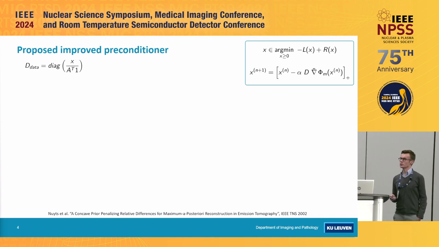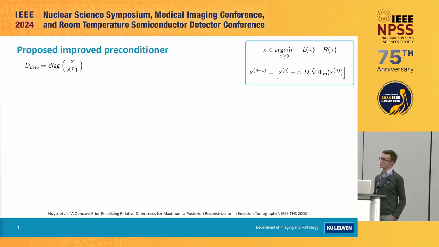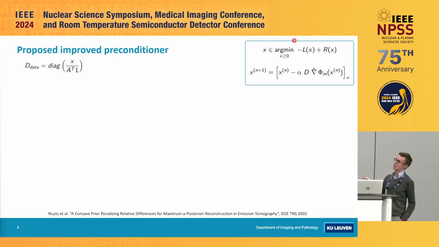We already heard in the first talk by Andrew Reader that if you just want to optimize the negative Poisson log likelihood and you do MLEM, you can view MLEM as a preconditioned gradient ascent or descent, right? And this diagonal preconditioner has this form: it's the image divided by the adjoint of the forward model applied to a sinogram of ones. That works reasonably well if you only want to optimize the negative Poisson log likelihood, so data fidelity.